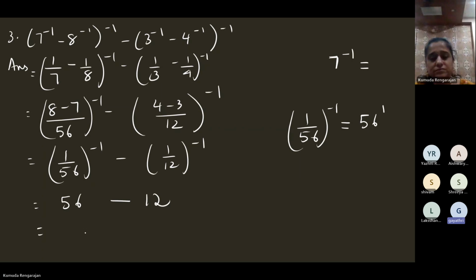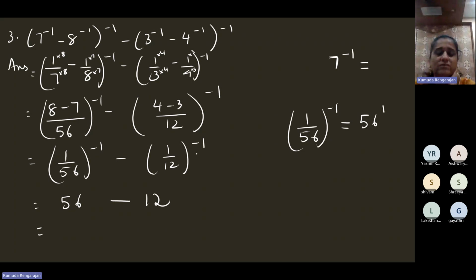Ma'am, in the question that is given 7 minus 8, but why have you written it as 8 minus 7? When you take the LCM, 7 into 8 is 56, so into 8 here. Oh, okay. Then 8 sevens are 56, so into 7 here. Then 3 4s are 12, so into 4. And 4 3s are 12, so into 3 here. Okay.